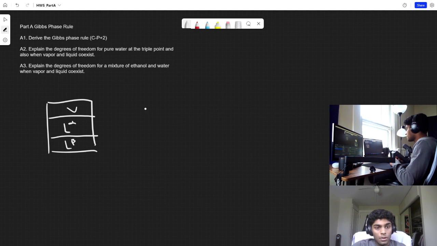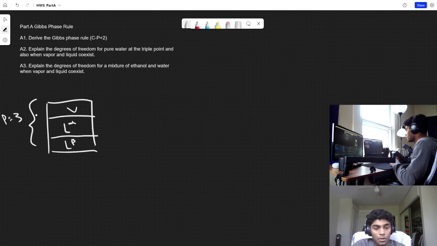So in certain systems like this, we can have some P amount of phases. So we could say for this one that P is equal to 3. We have 3 phases here to talk about.